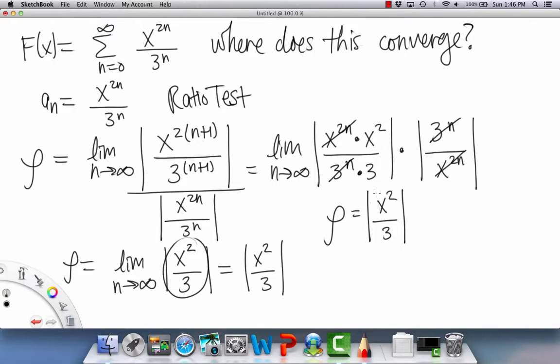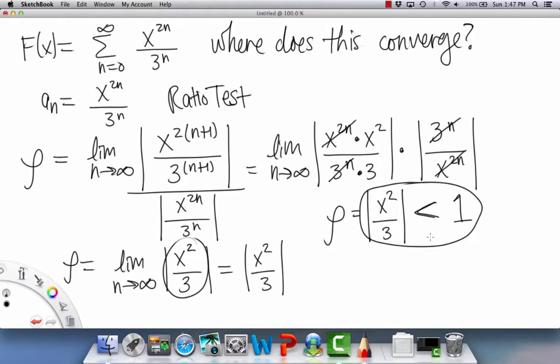And we know by the ratio test that this series will converge when rho is less than 1. Okay? I'm going back to the ratio test. So this will converge when rho is less than 1. So now we have this inequality to solve for x, right? So then, what we're going to do is just solve this.